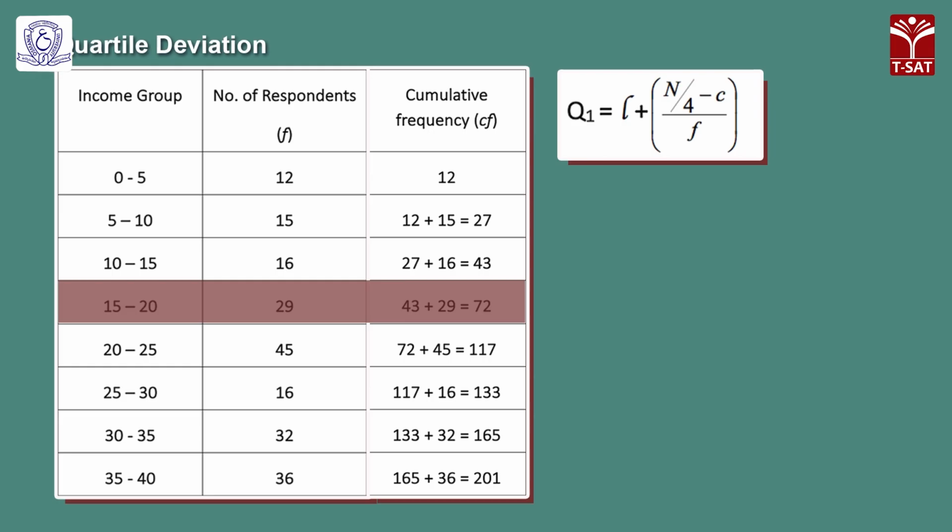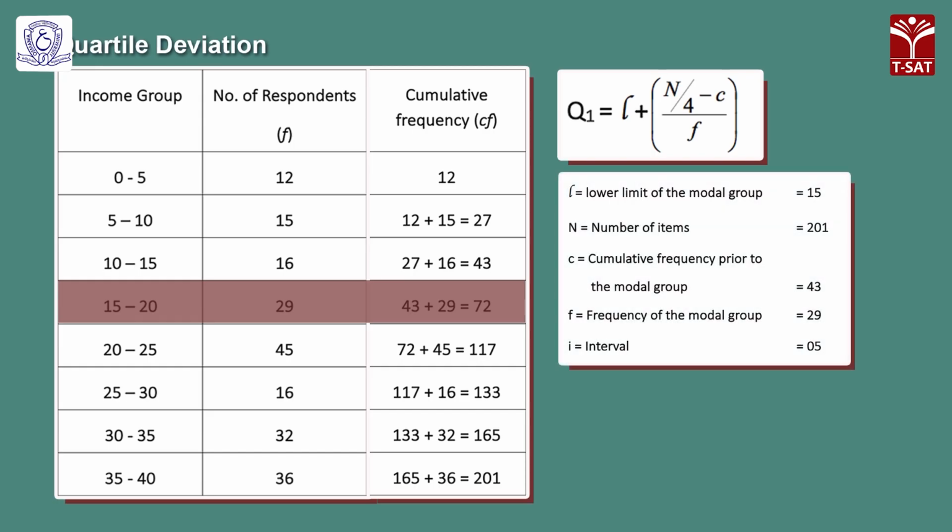The formula to calculate Q1 is equal to L plus (N by 4 minus C) divided by F, where L stands for lower limit of the modal group, which is 15, N is equal to number of items, which is equal to 201, C is equal to cumulative frequency prior to the modal group, which is 43, and F is nothing but frequency of the modal group, which is 29, and I stands for interval, that is 5.